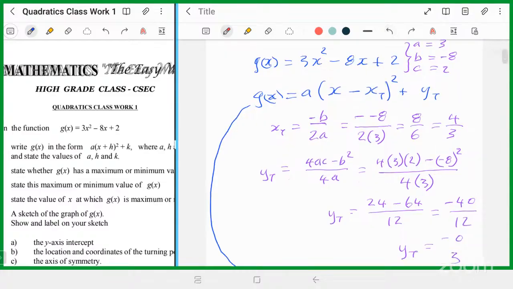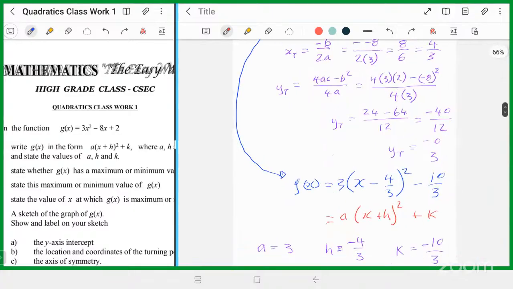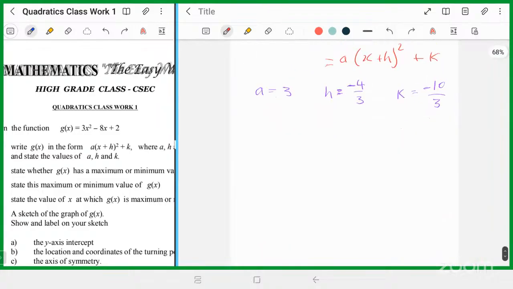And then this vertex form that we have, which we have concluded down here, this value here is the x value at the turning point, and this value is the y value at the turning point. So the vertex form that we have created here tells us about the turning point on the graph. Alright? Turning point. Let's continue to answer the other parts of this question.